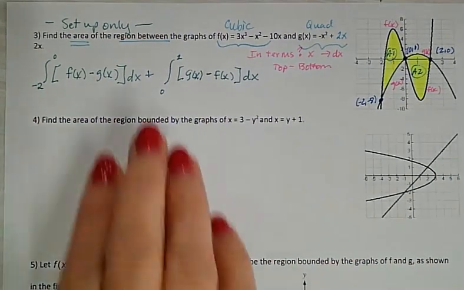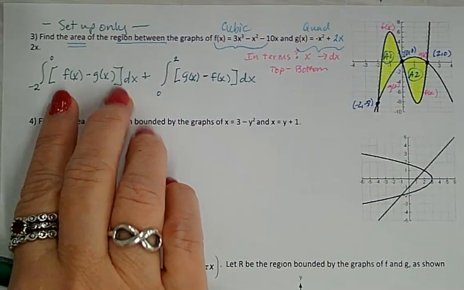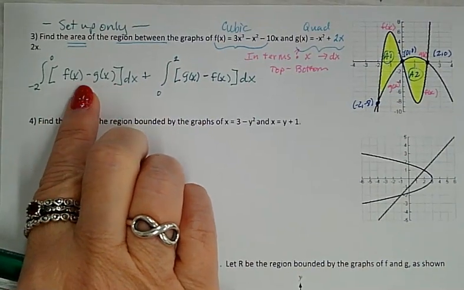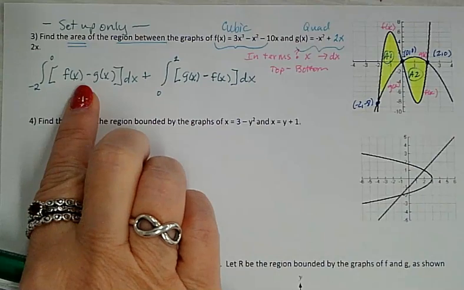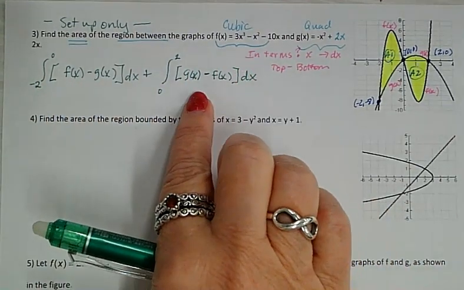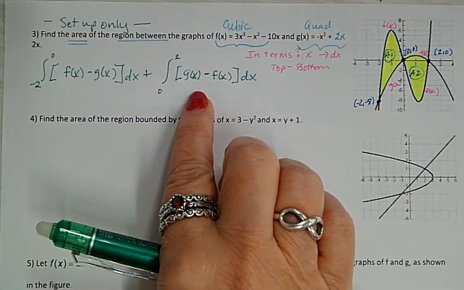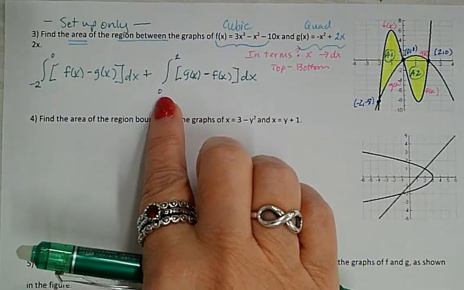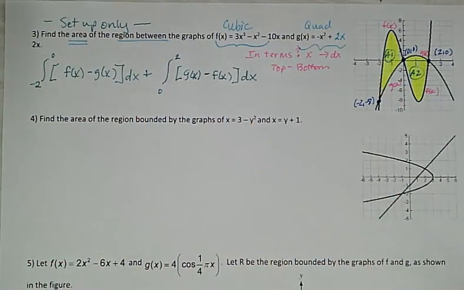As you can see now, if I were to work it out, I would put my functions in here. I would figure out what my inside is. I would find the antiderivative and evaluate it from -2 to 0. And then I would put my functions in here. I would find the antiderivative. I would evaluate this one from 0 to 2. And then I would add all of that up at the end.